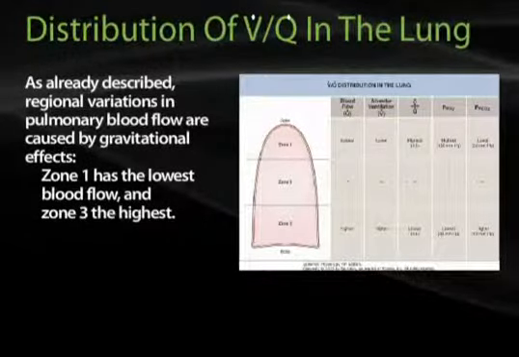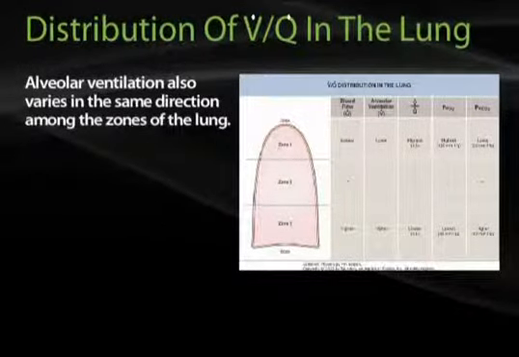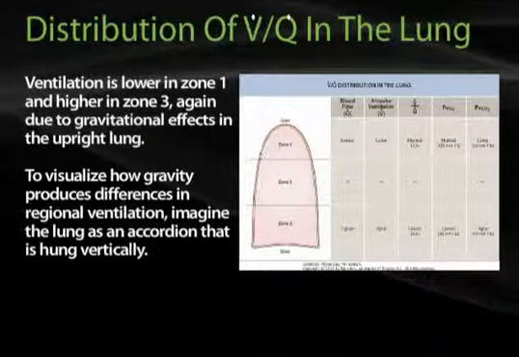Reviewing again, the regional variations in pulmonary blood flow are much greater than the regional variations in airflow. Zone 1 has the lowest blood flow, Zone 3's got the highest. The alveolar ventilation varies in the same direction, but less in magnitude. The ventilation effects can also be attributed to gravity in the upright lung.